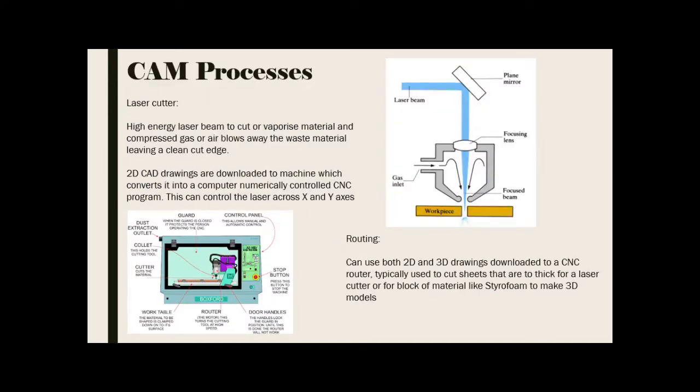So we're going to have a look at some of the processes. Now, some of these you'll have seen before, some of them might be relatively new to you. So the first one is the laser cutter. Now most people are familiar with laser cutters, maybe not so much how they work. But essentially what you have is a high energy laser beam. So in our laser cutter, we've got our CO2 laser at the very, very back of it.